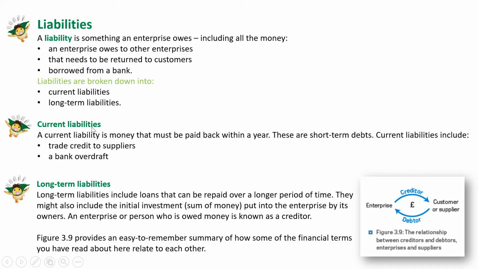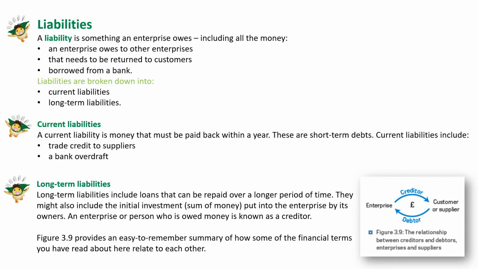Current liabilities. A current liability is money that must be paid back within a year. These are short-term debts. Current liabilities include trade credit to suppliers or a bank overdraft. Long-term liabilities. Long-term liabilities include loans that can be repaid over a longer period of time. They might also include the initial investment, a sum of money, put into the enterprise or company by its owners.